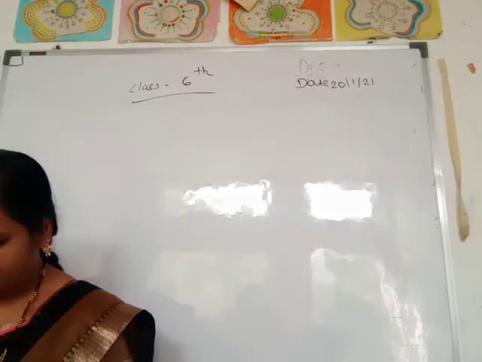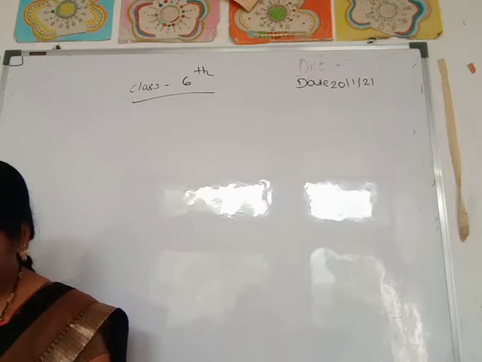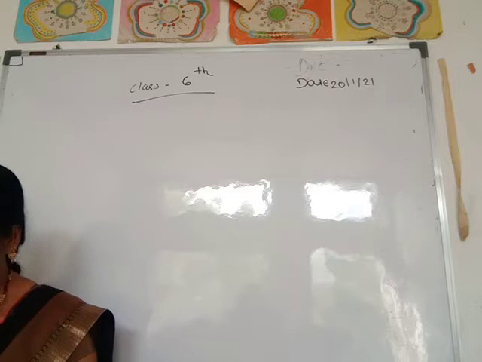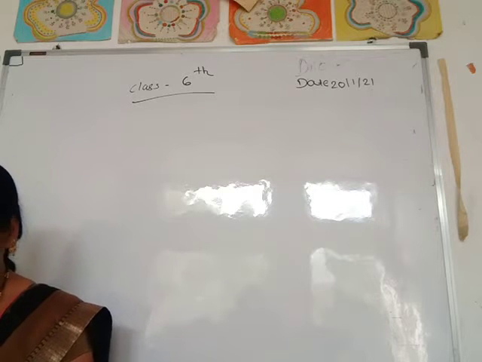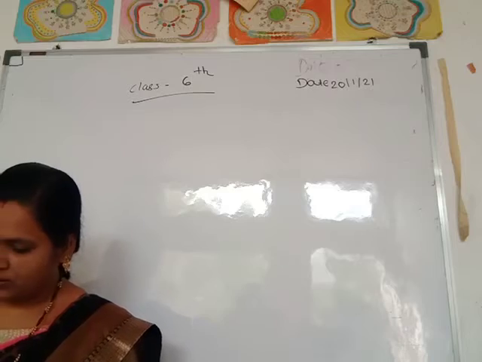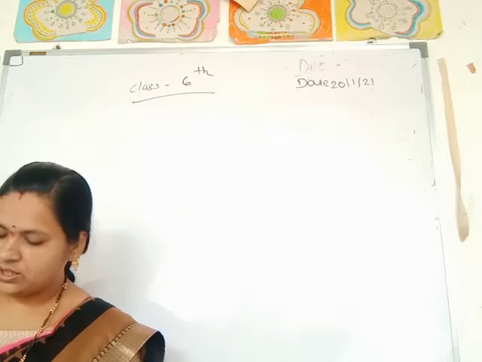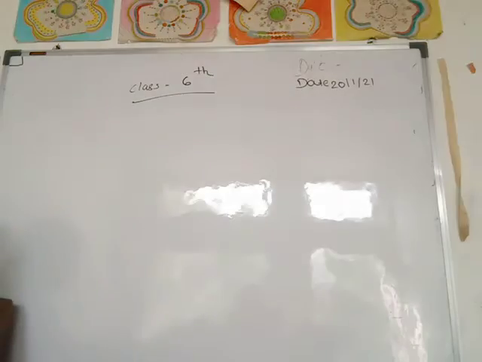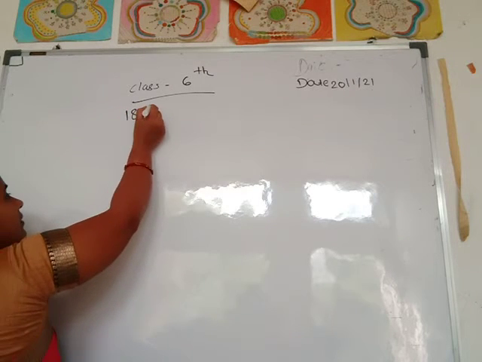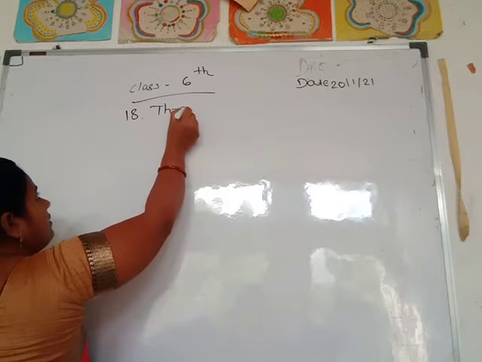The 16th chapter, quadrilaterals, is completed. Next in your syllabus is the 17th chapter, geometrical constructions, but I will take that chapter afterwards. Then the next chapter, chapter 18, is three-dimensional shapes. Chapter name: three-dimensional shapes.